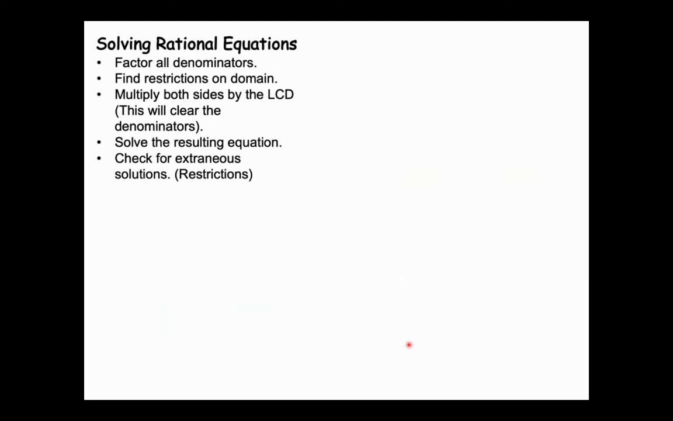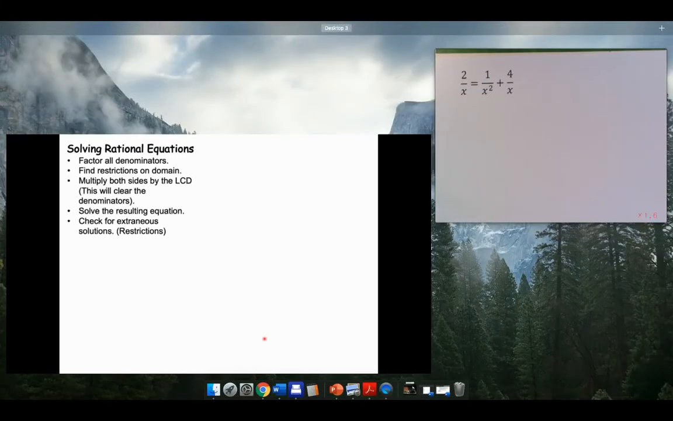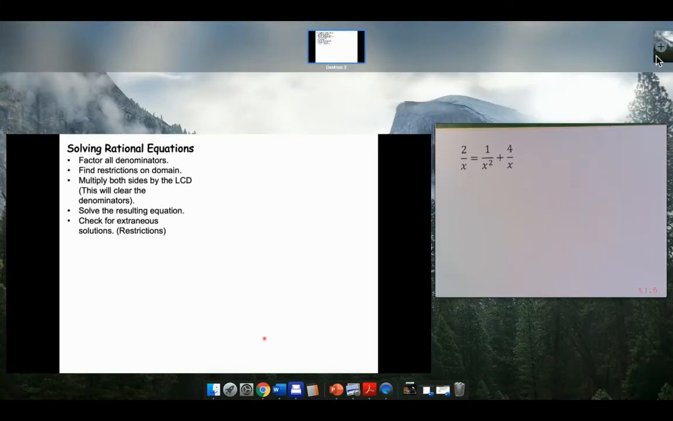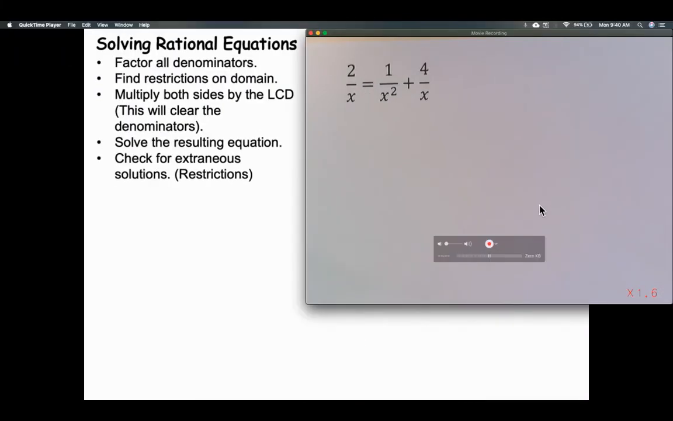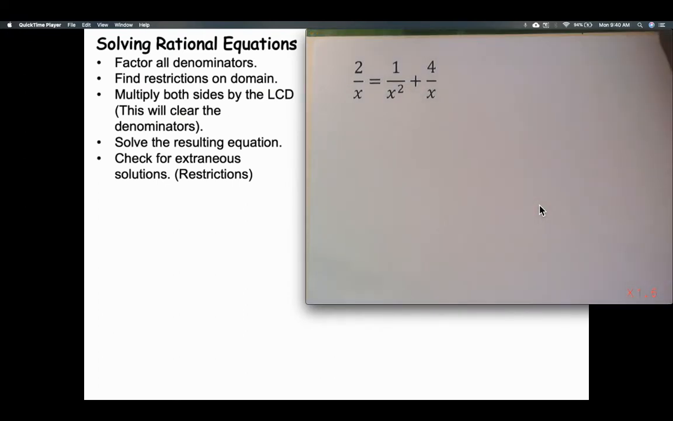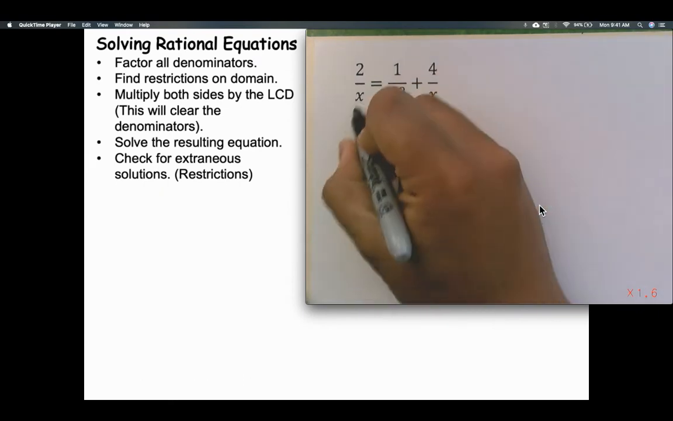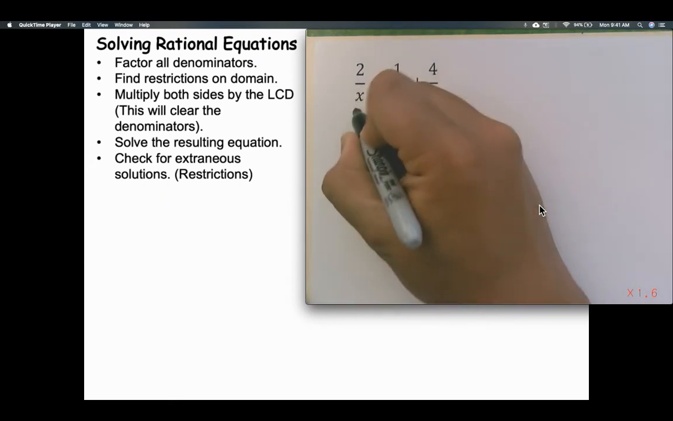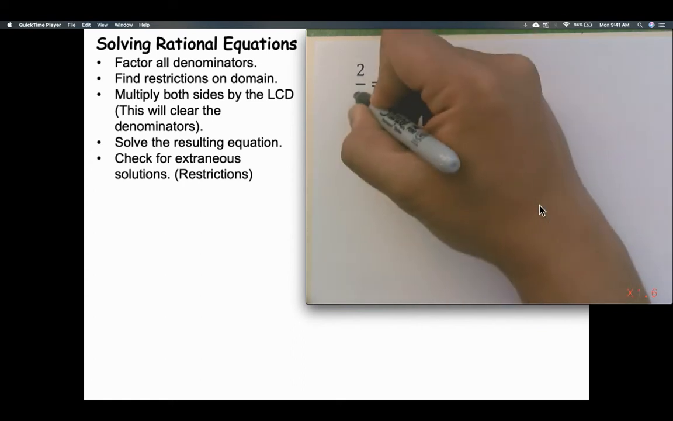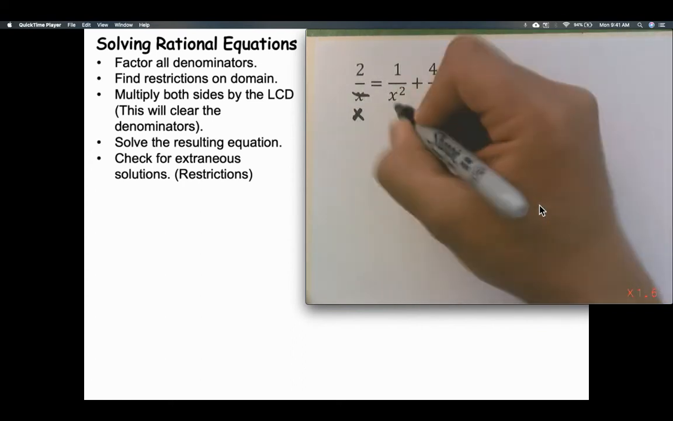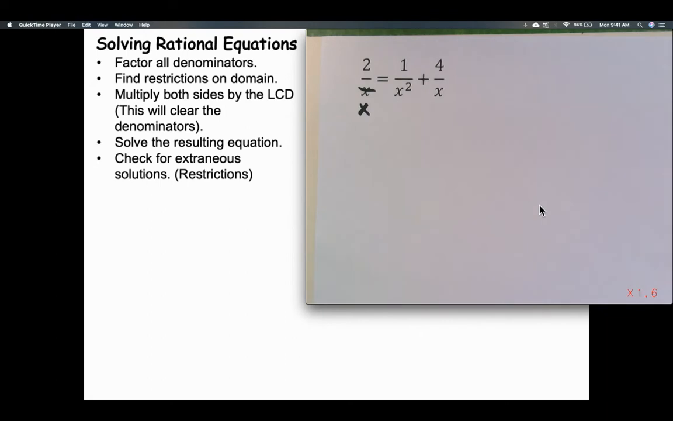Alrighty. So what we're going to do now is some examples on the dot cam. If I could pull the dot cam up. All right, so here we go. First step is to factor all your denominators. So this denominator is just an x, so that one just stays an x. I'm going to cross off this once I factor it. That way I can kind of see that it's done.